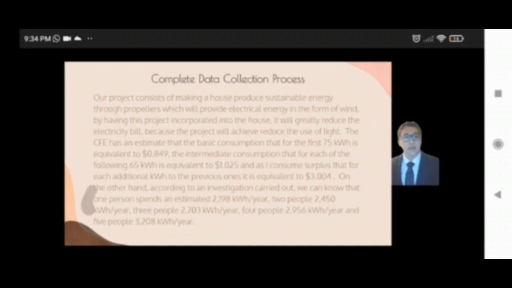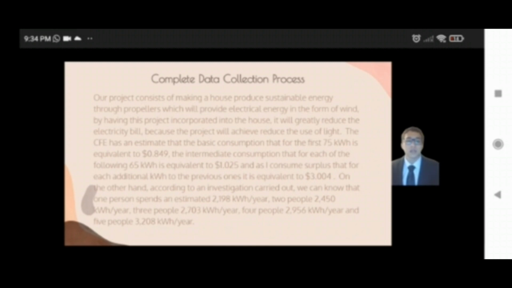The CFE has an estimate that the basic consumption for the first 75 kWh is equivalent to $0.849. The intermediate consumption for each of the following 65 kWh is equivalent to $1. And surplus consumption, for each additional kilowatt-hour to the previous ones, is equivalent to $3.